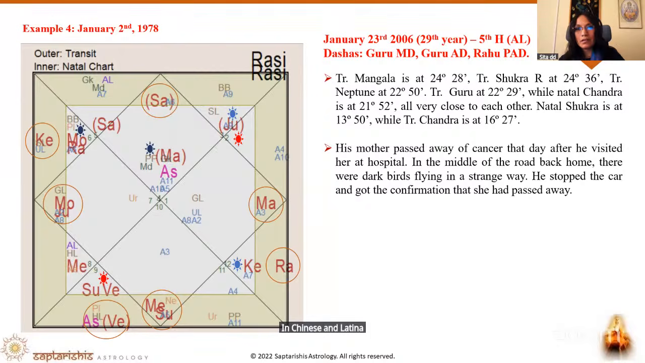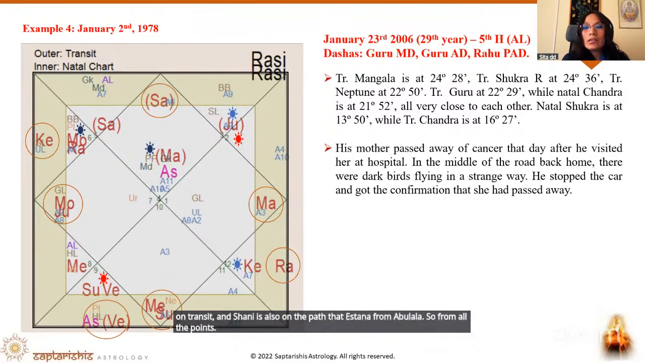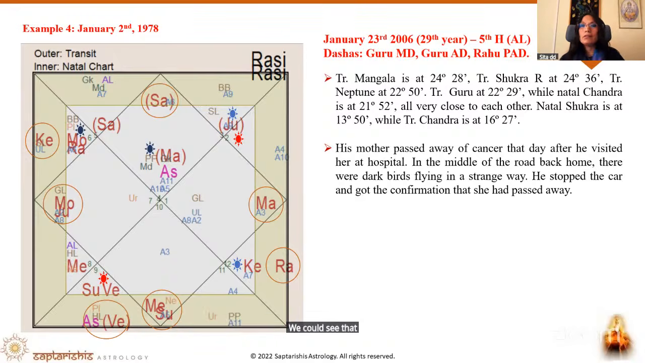And retrograde, and Shani on transit. And Shani is also on the Badha Sthana from Aruda Lagna. So from all the points, we could see that this event was happening. And the dashas also were from Guru Mahadasha, Antardasha. The Guru was Badhakesh also, no? And the house activated is the 5th, that is the Aruda Lagna. So all the points take us to the same.